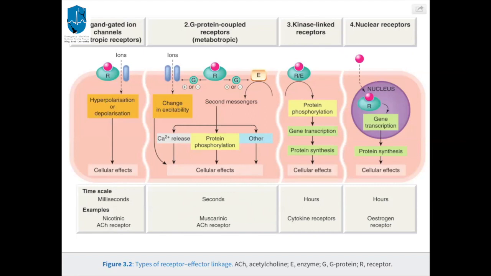If you have something that acts on a channel, like a sodium channel blocker, potassium channel blocker, their action is very fast, in milliseconds. And that's like our antiarrhythmic drugs. Here you have the nicotine and acetylcholine receptors. So the action of these drugs will be very fast, and you will see an effect immediately in the emergency.